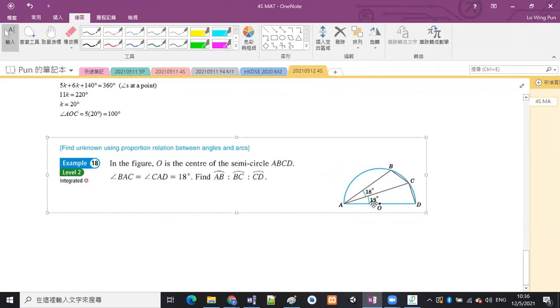So in the figure, O is the center of the semicircle ABCD. Angle BAC and angle CAD are both 18 degrees. And we need to find the ratio of arc AB to arc BC to arc CD.